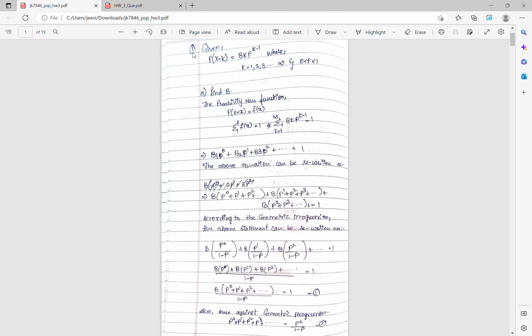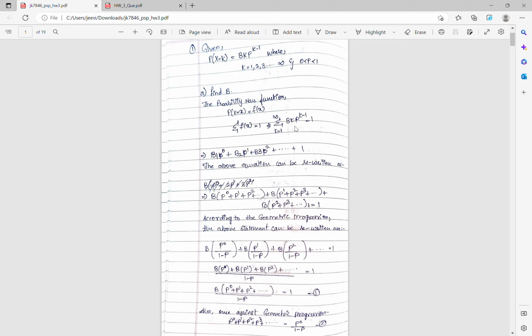As given in the question, the probability of X equal to k will be equal to b times k times p to the power k minus 1, where k is equal to 1 to infinity and p ranges between 0 and 1. Now to find b, we know that the probability mass function, the probability of X equal to x, will be equal to f of x. Now this can be represented in this way as given in the formula.